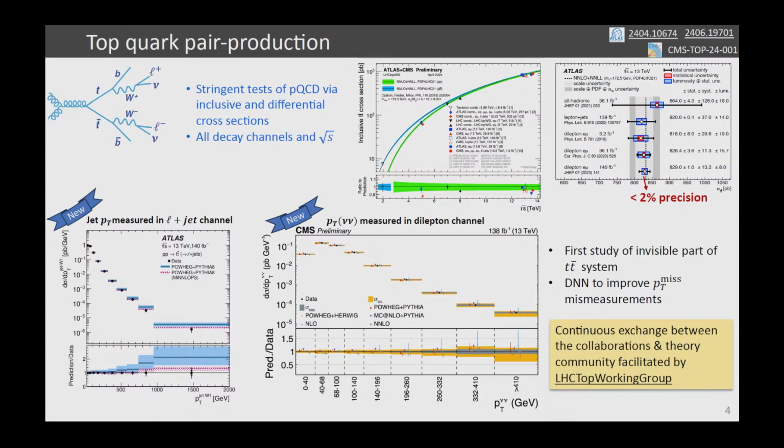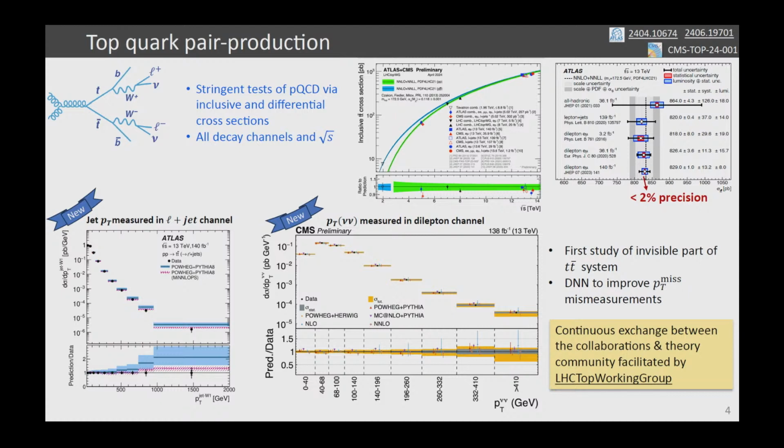We also perform detailed studies of differential cross-section measurements. At this conference, ATLAS presented differential cross-section measurements in the lepton plus jets channel, where they focused on top kinematics and additional jet properties. Here I show you an example where they obtain a nice agreement between data and some improved theoretical matrix element plus parton shower predictions.